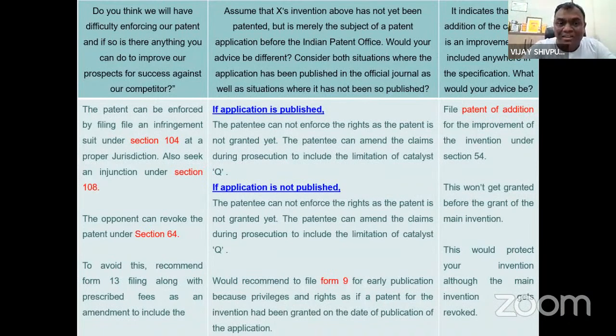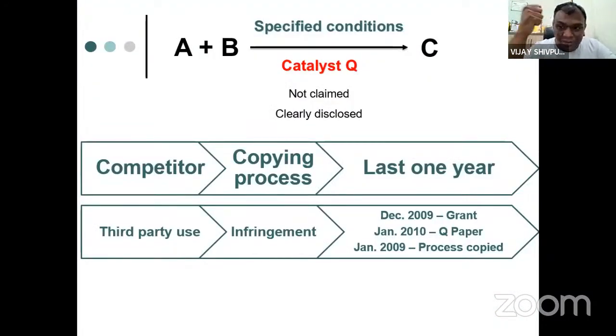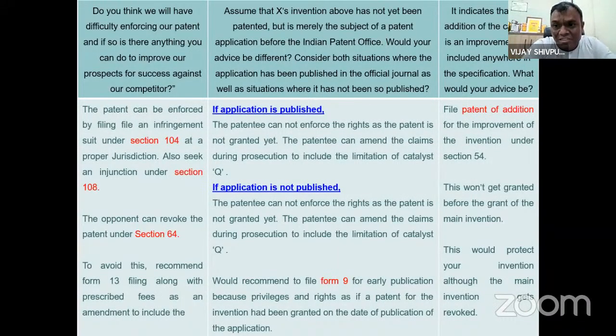And remember that this particular application, this particular information that has been provided, based on that information, the competitor can actually go for revocation. Why I'm saying revocation? When I was discussing why not post grant opposition actually, because if you look at the timelines, December 2009 is patent granted, Jan 2010 is the question paper, and that is within 1 year the opponent can file a post grant opposition within the patent office as well.